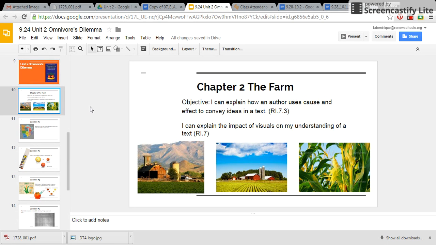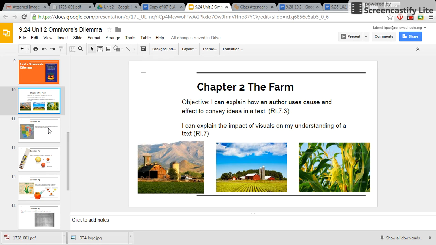The objectives for chapter 2. Chapter 2 is called the form. And it says these were your objectives. I can explain how the author uses cause and effect to convey ideas in a text. I can explain the impact of visuals on my understanding of a text. So this chapter starts off with Pollen talking about his experience on George Naylor's farm in the Midwest, specifically a place called Greene County, Iowa.